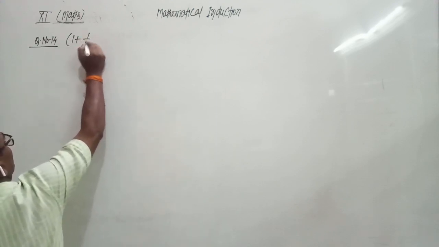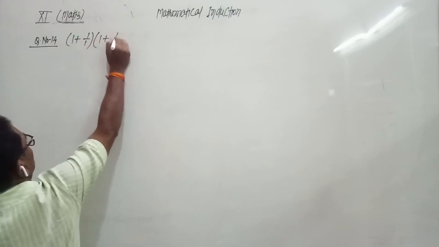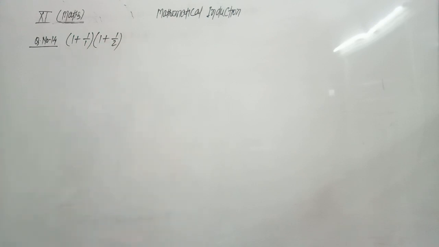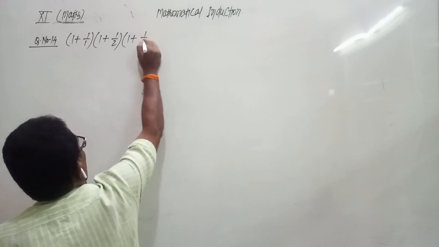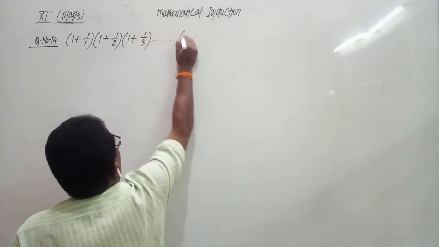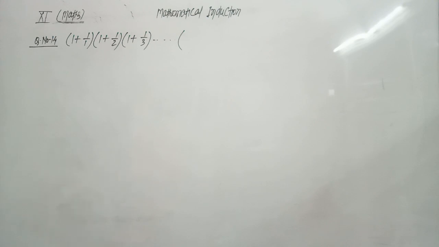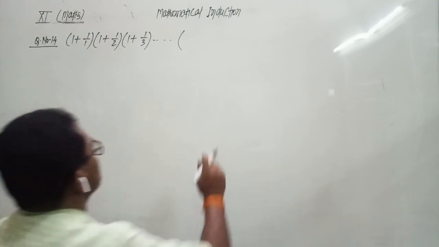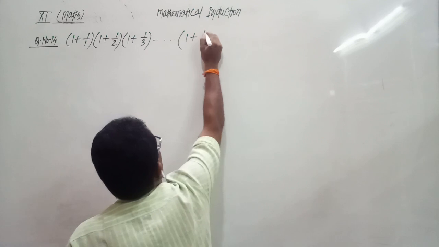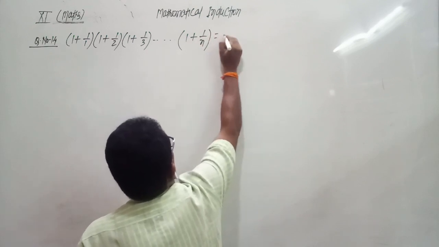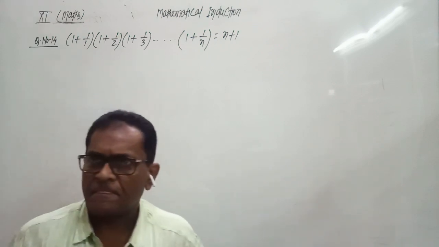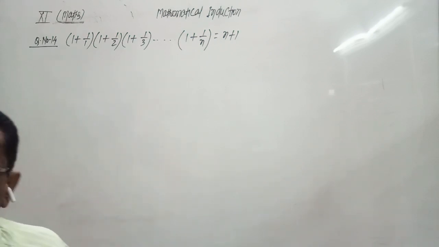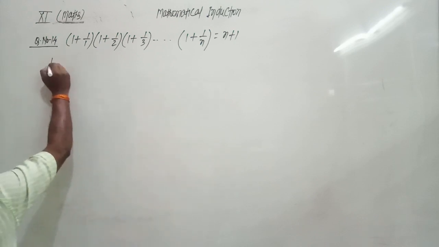1 plus 1 by 1 into 1 plus 1 by 2 into 1 plus 1 by 3 up to 1 plus 1 by n equals n plus 1. So in the first step we make it true for n equals 1.